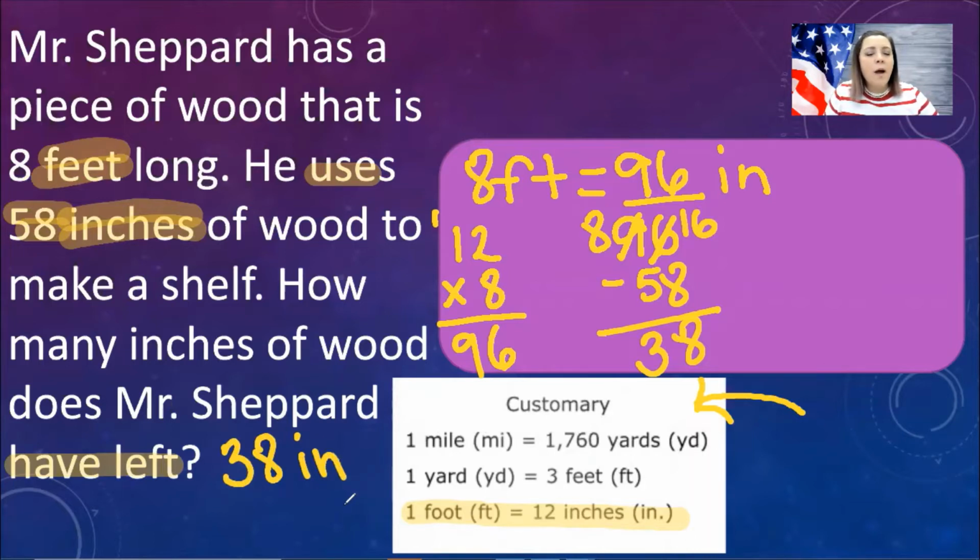Now, what if this question would have said, how many feet and inches does he have left? Well, now we've got to work backwards to get back to feet and inches. So we're going to take that 38 inches.